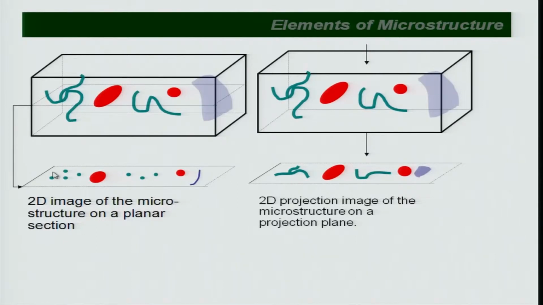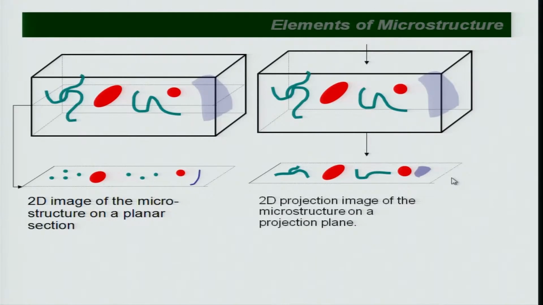This would typically be done in an optical microscope or a scanning electron microscope. Now, coming to a second way of forming an image, in a transmitted light microscope or in a transmission electron microscope. Here the beam, whether it is a light beam or electron beam, is passing through a volume of the solid, and we obtain what is called a projected image.